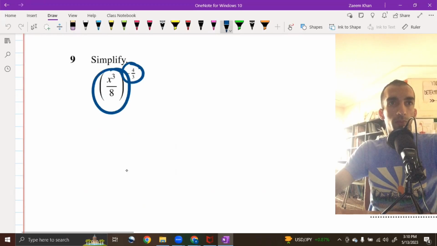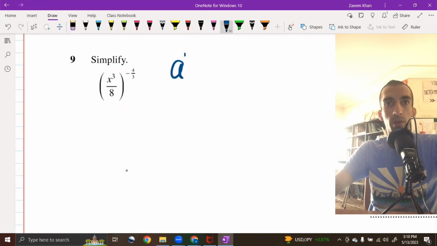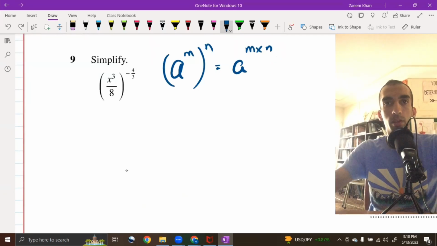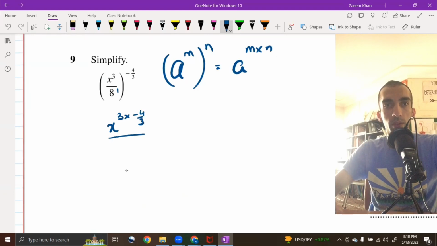The rule that we have is a raised to the power m, bracket n. We end up writing the base as it is and multiplying the powers in the exponent. So what I'm going to do is multiply these two, and then there's a 1 over here that we haven't written, and I'm going to multiply those two. So let's do that. X raised to the power 3 multiplied by -4 into 3. And then we have that fraction sign over here, remember? That's going to be there.